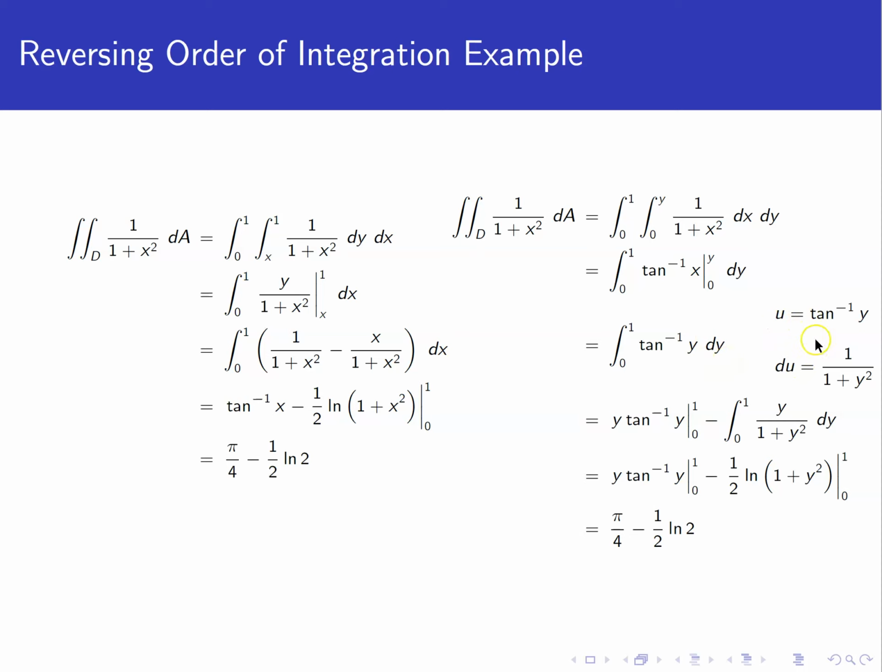So you're going to do u times v, so that's where the y inverse tangent of y comes from. And then a v du, so that's where the y over 1 plus y squared comes from. This is going to be evaluated at the endpoints, and I still need to integrate this according to our integration by parts formula. But again, this integral is just 1/2 natural log of 1 plus y squared. And now notice that we're going to end up with the same answer that we got before. We're going to get pi over 4 minus 1/2 natural log of 2.